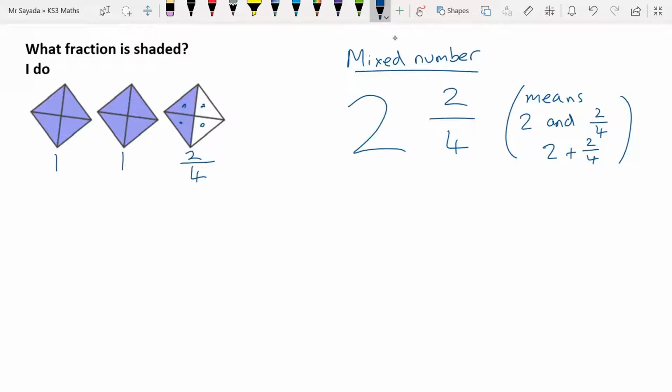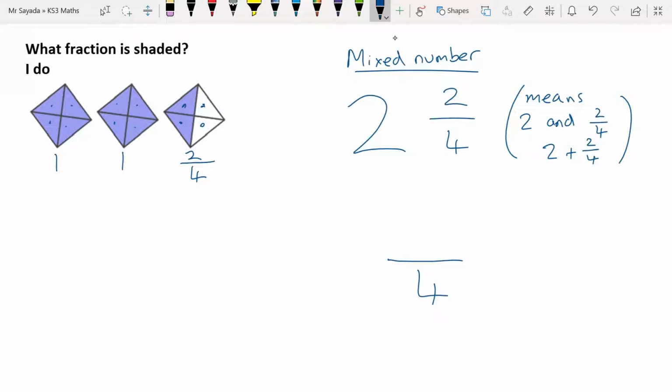So what we do is we say, well, it's split into quarters. So each shape has been split into 4 equal parts. 1, 2, 3, 4, 1, 2, 3, 4. So each of those parts is a quarter.